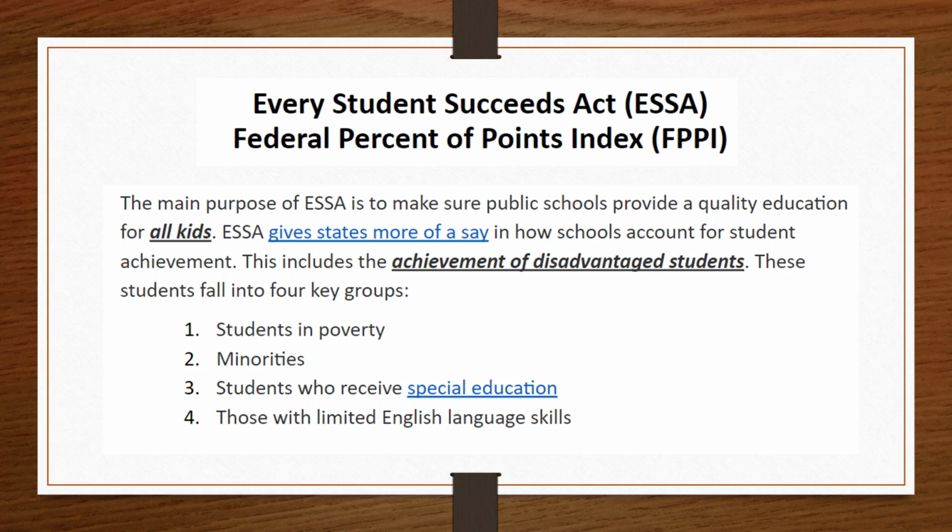The main purpose of ESSA is to ensure public schools provide a quality education for all students. This includes closing the achievement gap for disadvantaged students. These students fall into four key groups: students in poverty, or economically disadvantaged students; minorities, or major racial and ethnic groups; students who receive special education, or SWD; and limited English learners, or ELL.